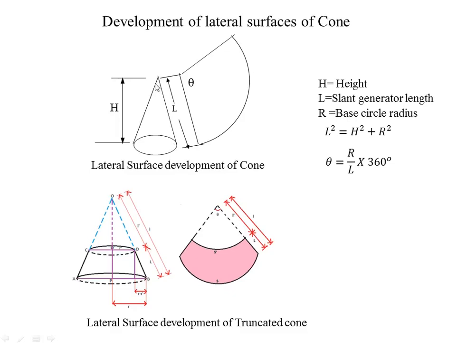If you see here, this is a cone. Its height is h, its slant length, the generator, is L, and this is its base circle. Now we know the height, we know the length, and we know the radius of the base circle. So we can find out the development of this cone. This is theta. Now how do we get this sector? We take the cut section of this cone at one of its generators and we open its profile. So here theta is equal to r upon L into 360.